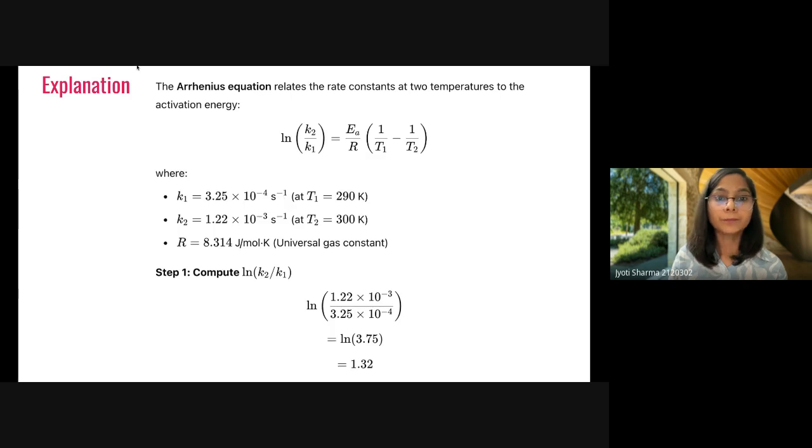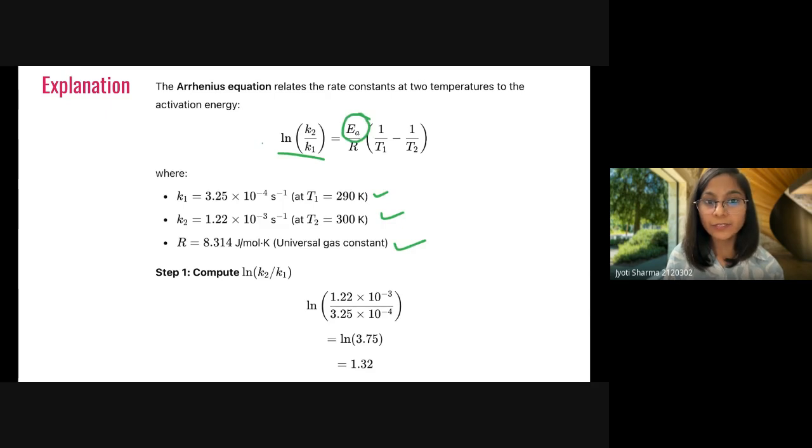Based on the Arrhenius equation, natural log of K2 upon K1, where K2 and K1 are your rate constants, is equal to activation energy upon R, where R is the gas constant, multiplied by 1 by T1 minus 1 by T2. Everything is given. K1 is given, K2 is given. We know the value of the gas constant. We just need to calculate the activation energy.